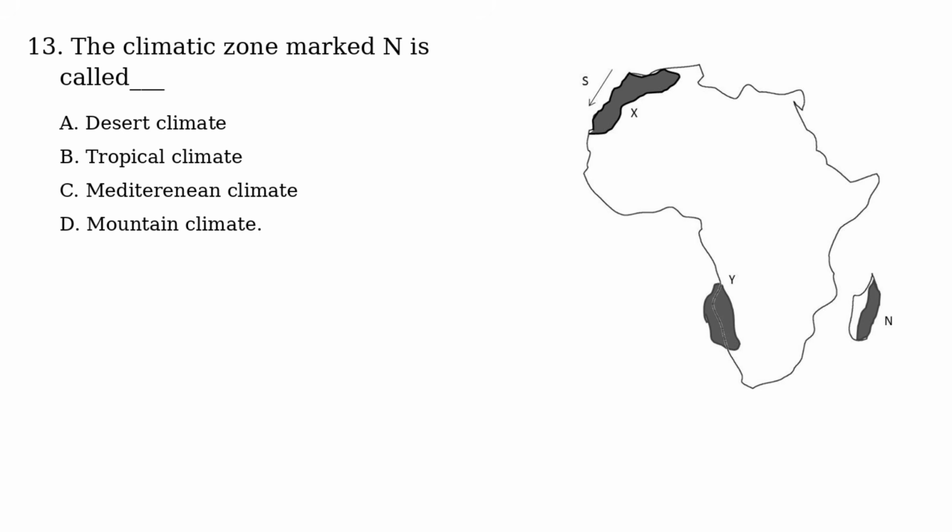It says, the climate zone marked N is called, so we have N here, that is called the tropical climate. Why? Because zone N is located on the eastern side of Madagascar. That part there, that country there is Madagascar, and on the eastern side of Madagascar we have a tropical climate because that part experiences a warm tropical climate with considerable rainfall.